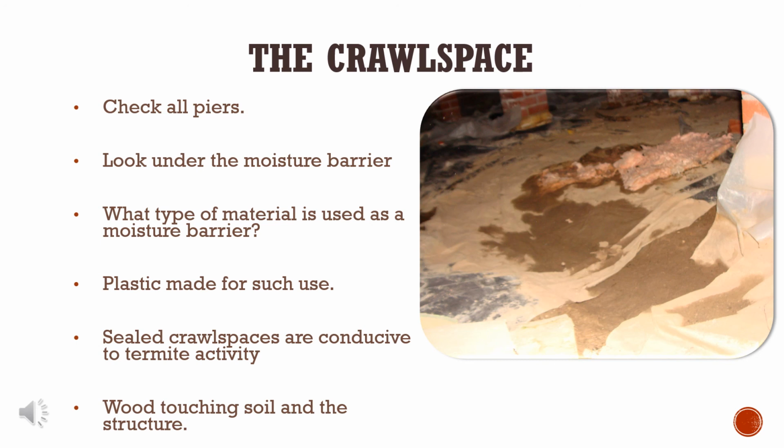In the crawl space, check all the piers. Check all the foundation. Look under the moisture barrier. What type of material is the moisture barrier made from? Is it made of plastic for such use? Is it a sealed crawl space? These are conducive to termite activity and many times cannot be covered under any type of termite warranty. Is there wood touching the soil and the structure?